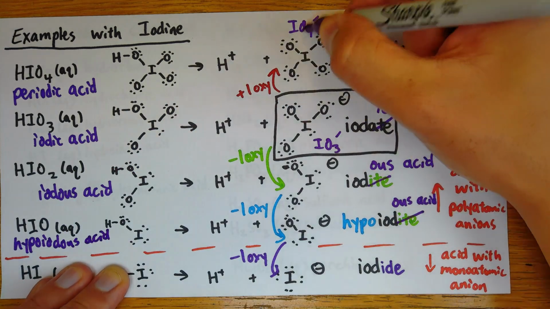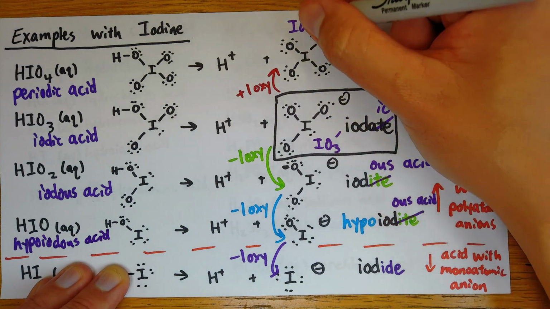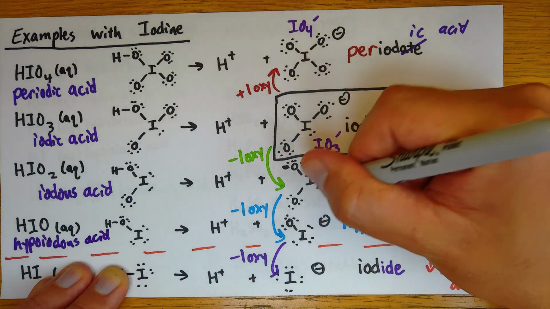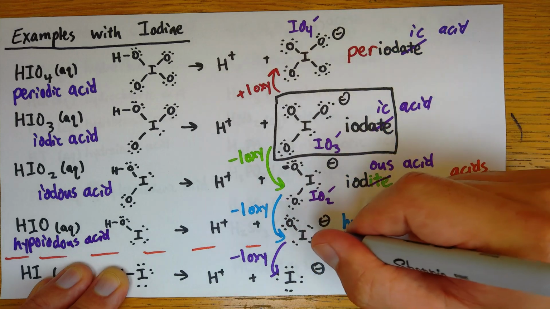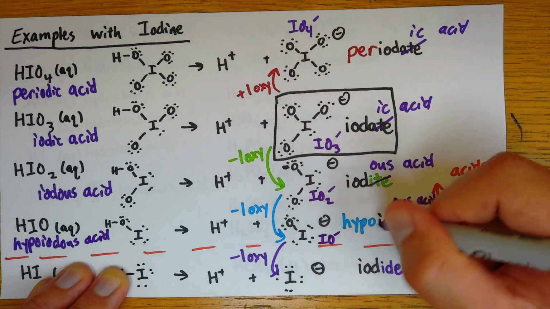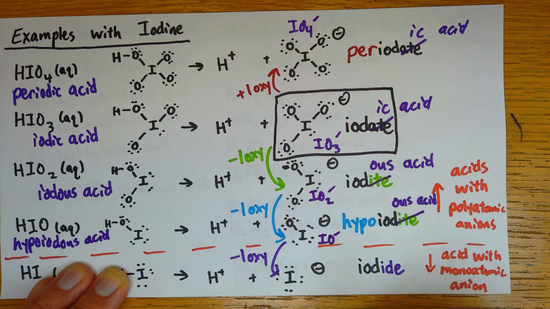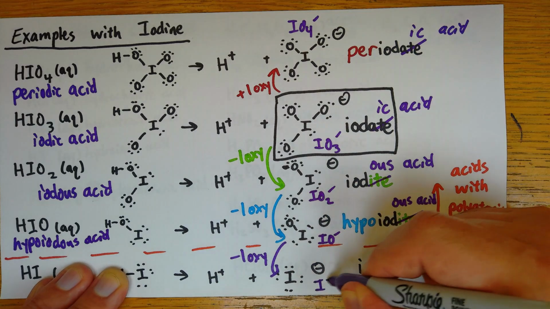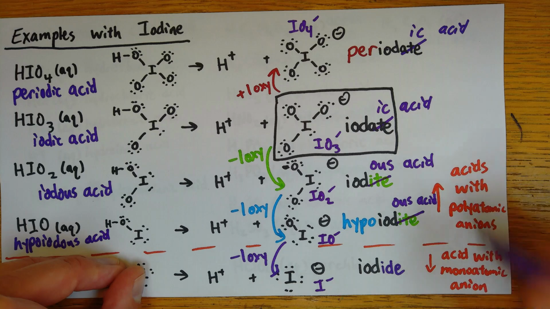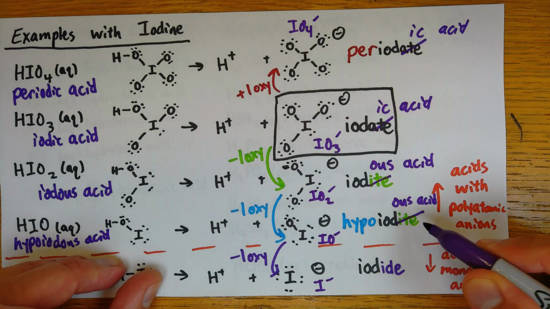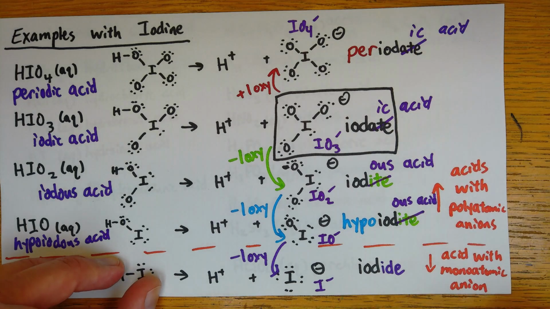Okay, and I can keep writing the chemical formulas. This was IO4 minus, IO3 minus. This is IO2 minus, iodite. This was IO minus, hypoiodite. Finally here we have a monoatomic, meaning a single atom anion, the iodide anion. So we don't have polyatomic ion endings anymore of ate or ite.